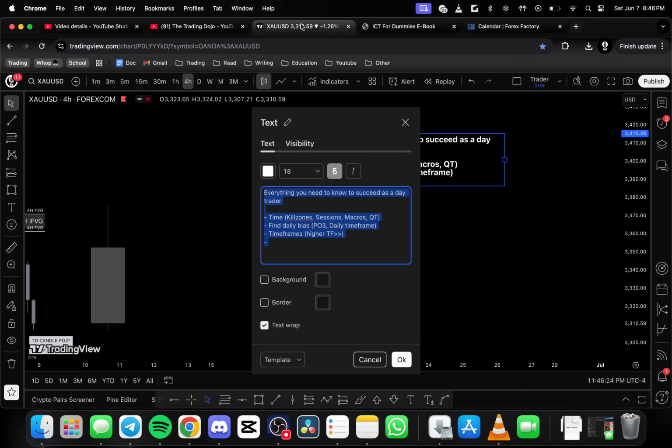We begin to dive into the technical side of things. And what you're going to need to know to succeed as a day trader are fair value gaps. You're going to need to know IFVGs, inversion fair value gaps. You're going to need to know liquidity. I'd say these are the most foundational ones to actually understand price.